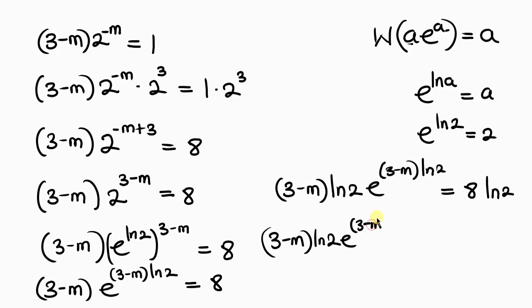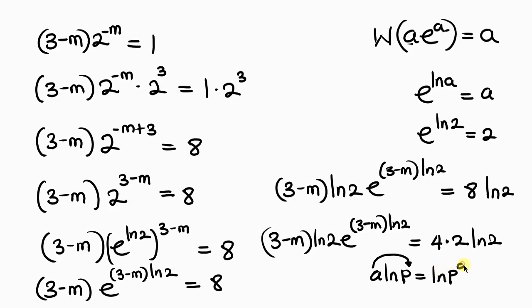Three minus m times ln2. This is equal to, I'm going to be breaking down this 8 into 4 times 2 times ln2. That is it. Now, here I will apply the property of logarithm that says when I have, for example, a ln p, this a here becomes an exponent to the p. So it becomes ln p to the a. We're going to do that here by making this 2 an exponent to this 2.